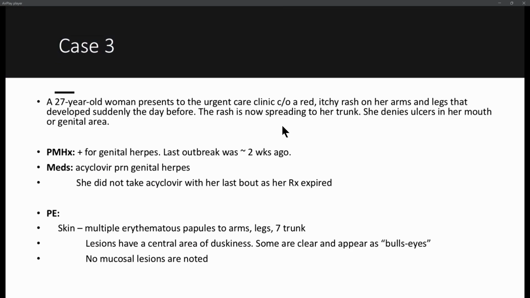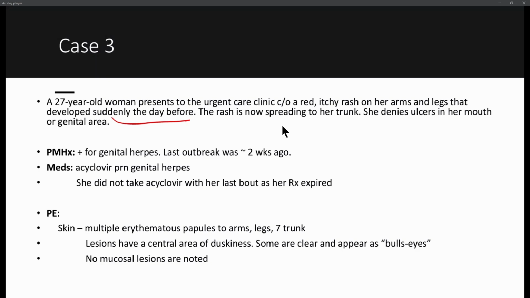Next one, 27-year-old woman presents to urgent care clinic complaining of a red, itchy rash on her arms and legs that developed suddenly the day before. So we know it's an acute onset. Rash is now spreading to her trunk. She denies any ulcers in her mouth or genital area. The fact that she denies any ulcers in the mouth or the genital area pretty much tells you, remember, what's special about those areas? They're mucosal, not skin. So this is only affecting the skin and not the mucosa.